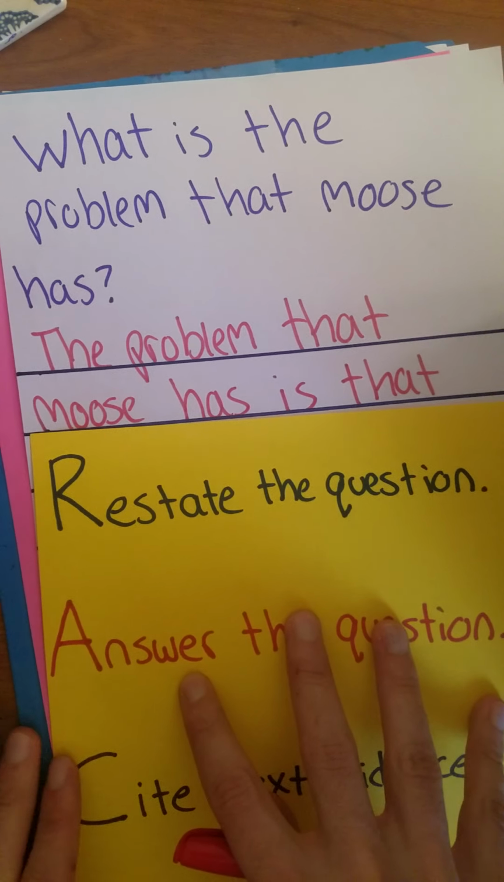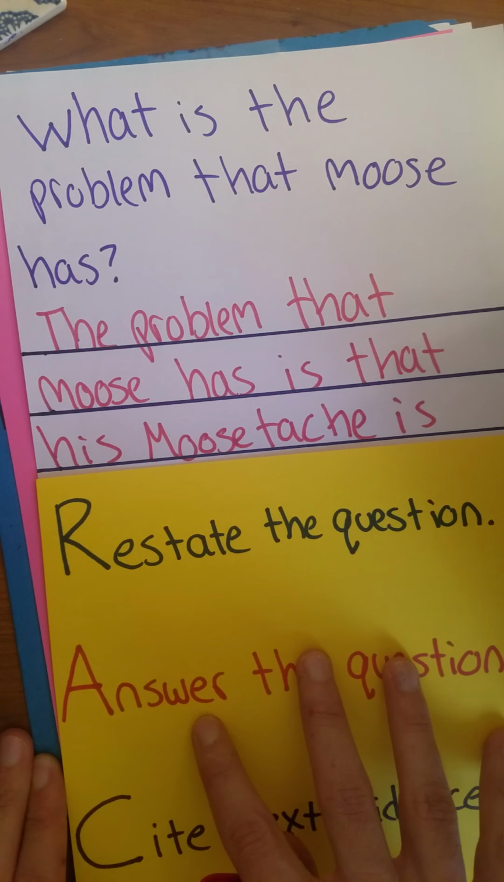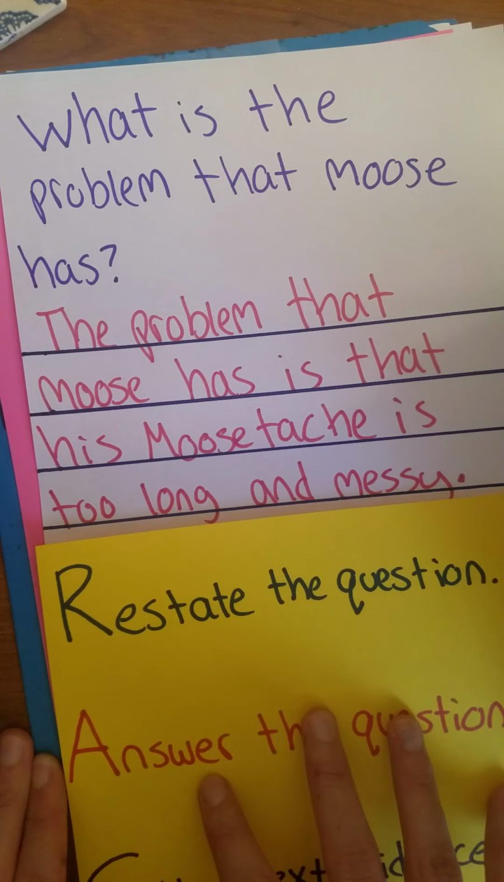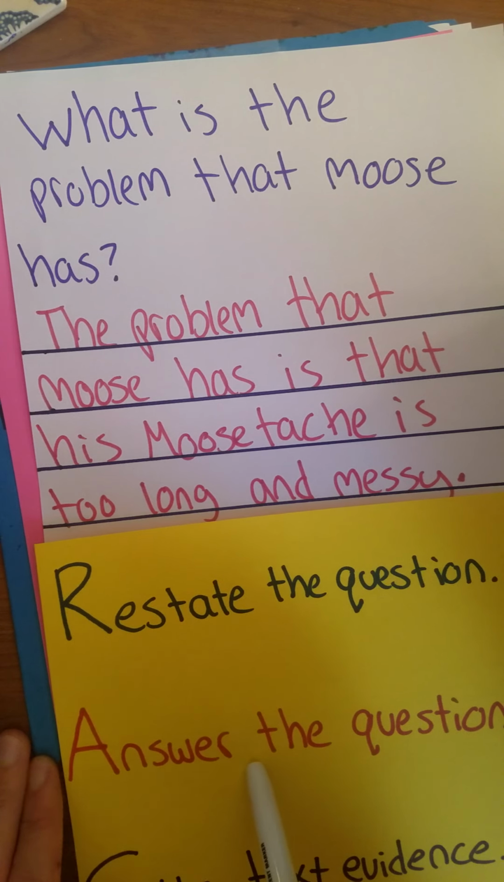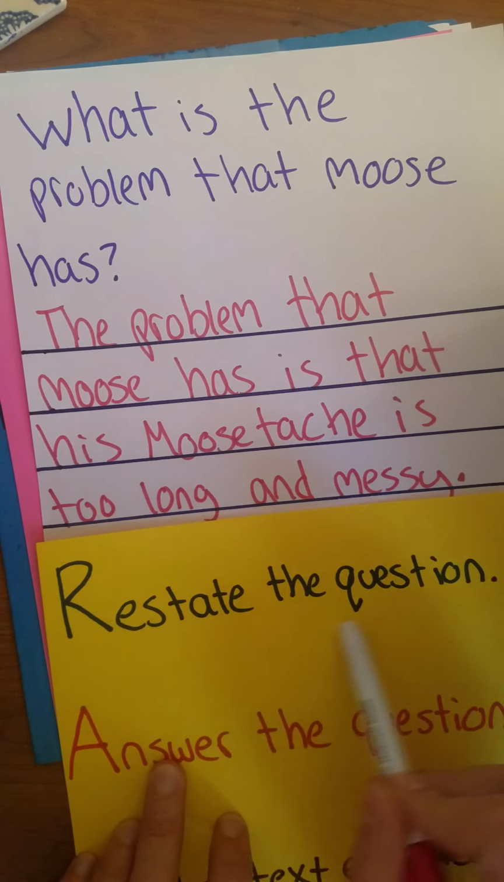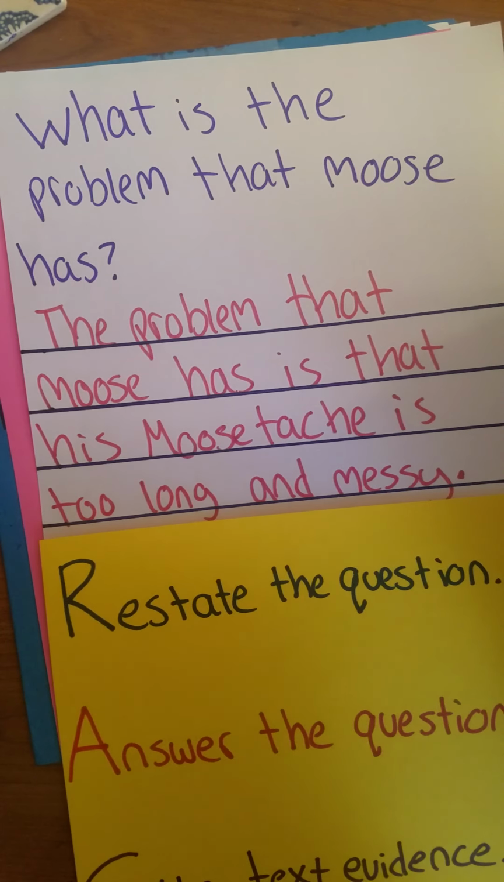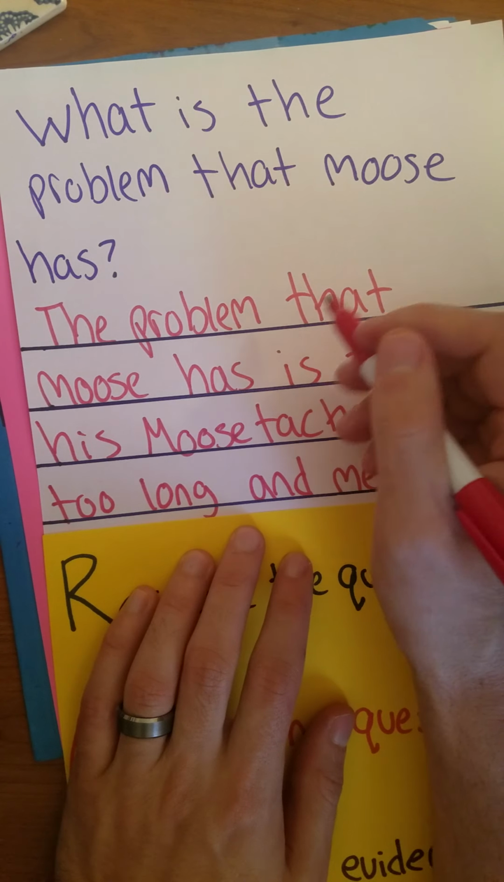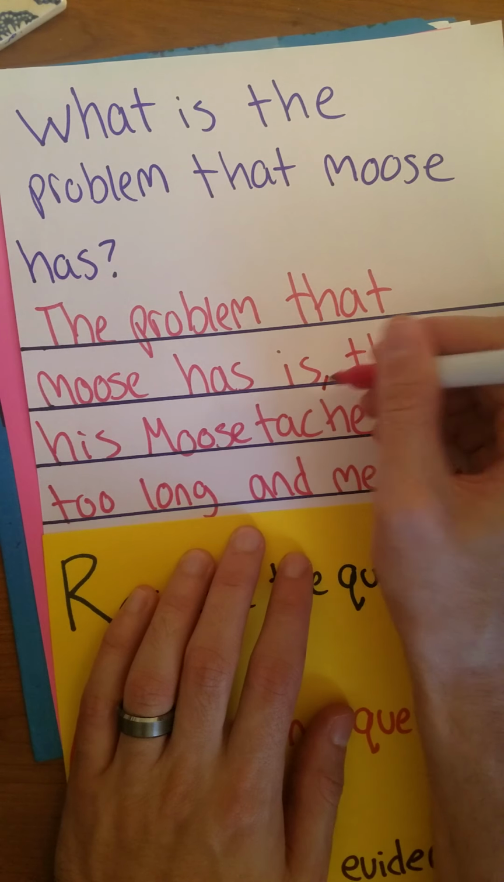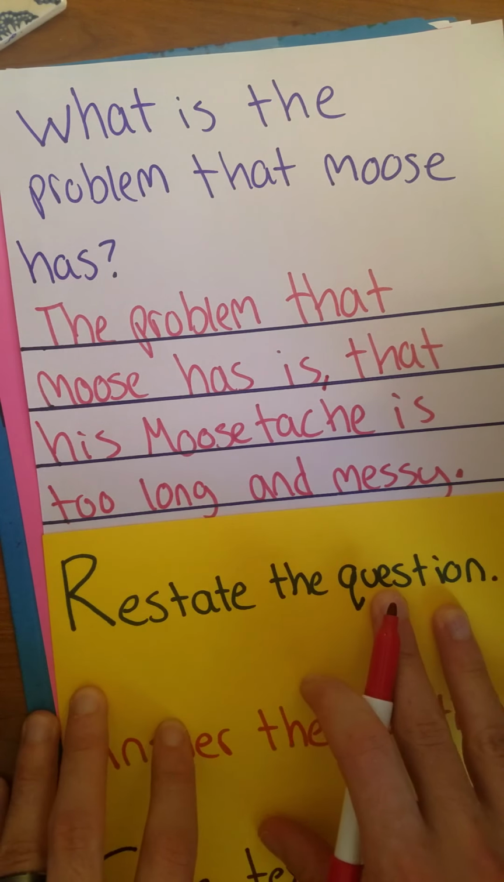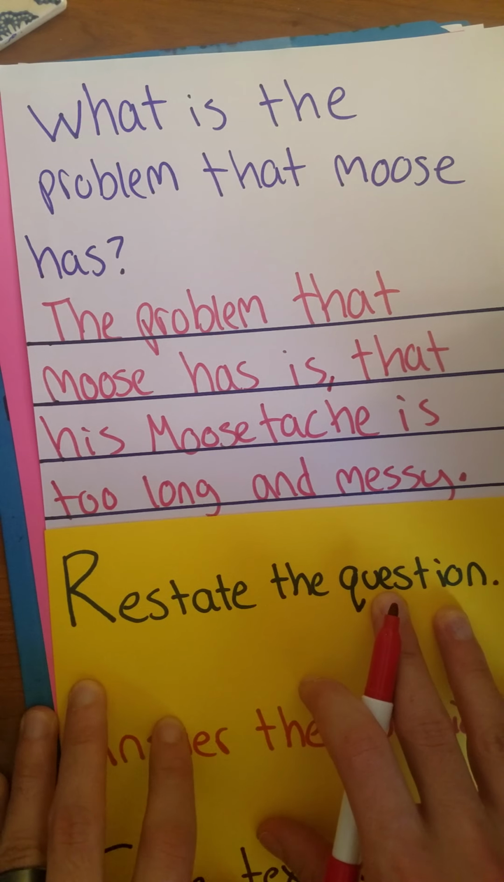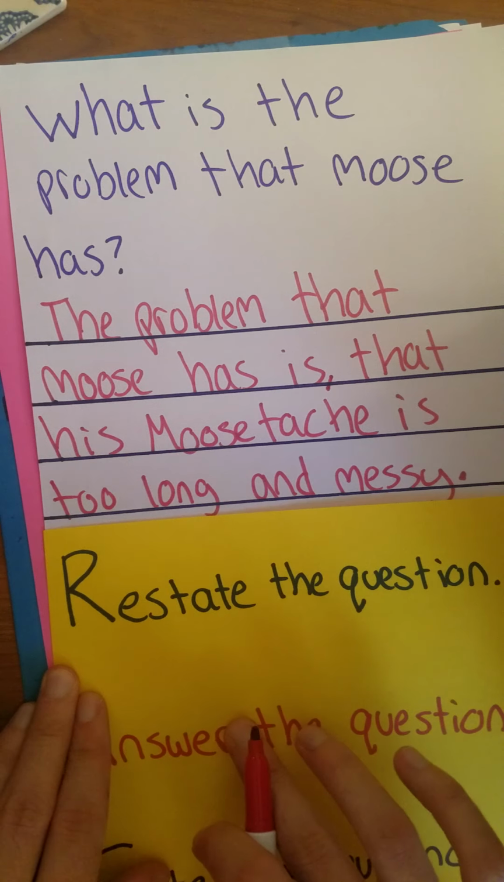Now let's see if we answer the question. That his mustache is too long and messy. Now we've answered the question. We've restated it. We said the problem that Moose has is, I think there was a breath there, I'll stick a comma in there. The problem that Moose has is that his mustache is too long and messy. So we've restated and answered the question.